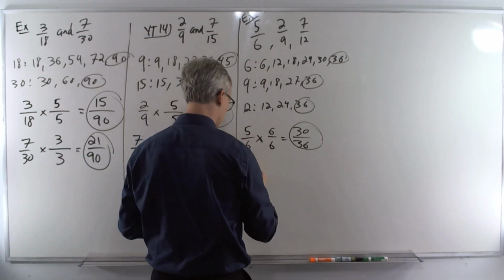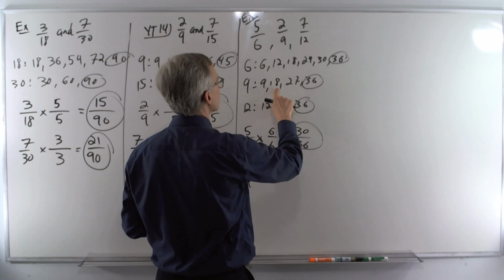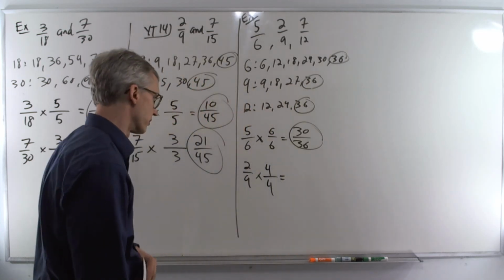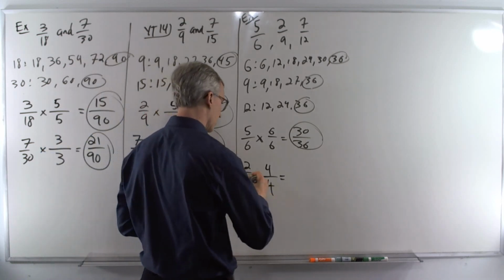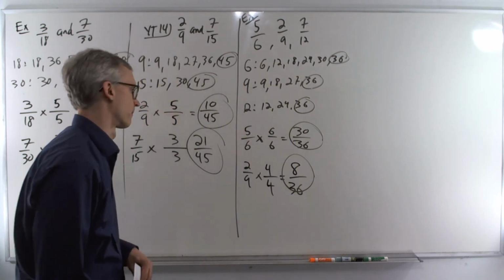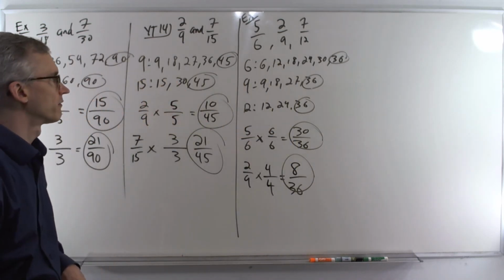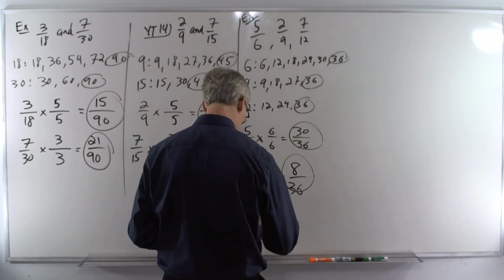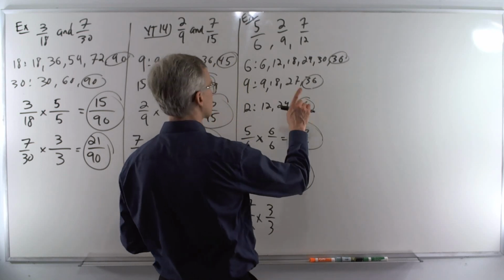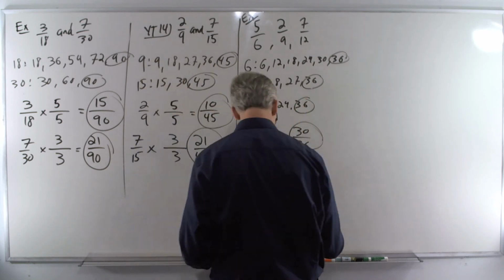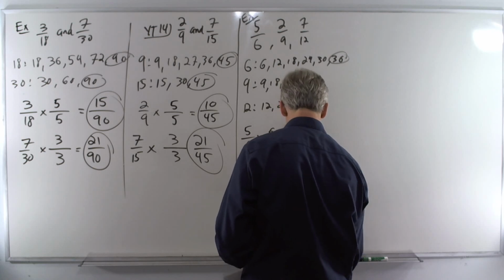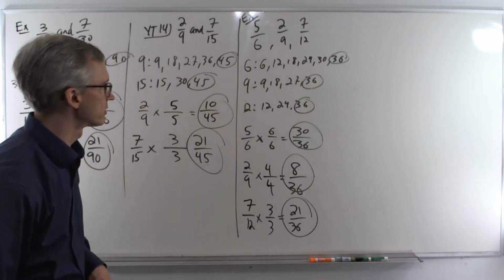Got 2 ninths. 1, 2, 3, sorry, fourth multiple there. It's 36. Multiply it straight across, we get 8 over 36. And finally, we're going to do 7/12. 36 is the 1, 2, third multiple. And we get 21 over 36.